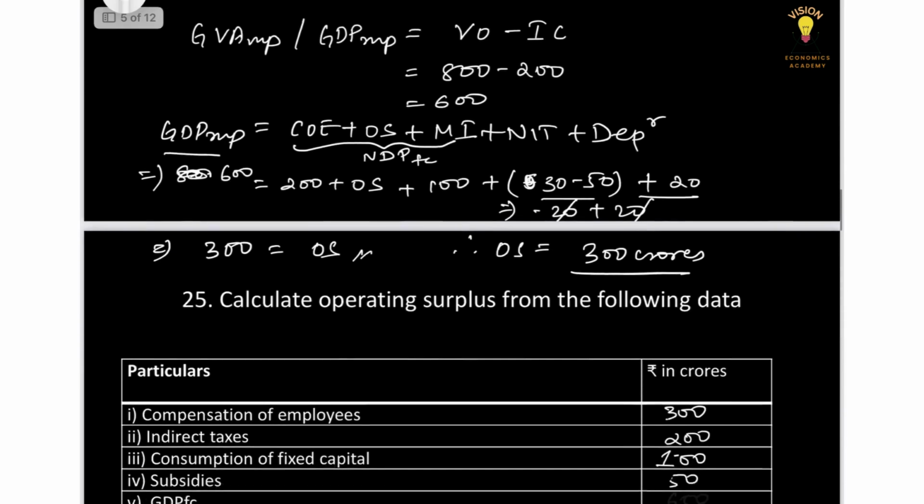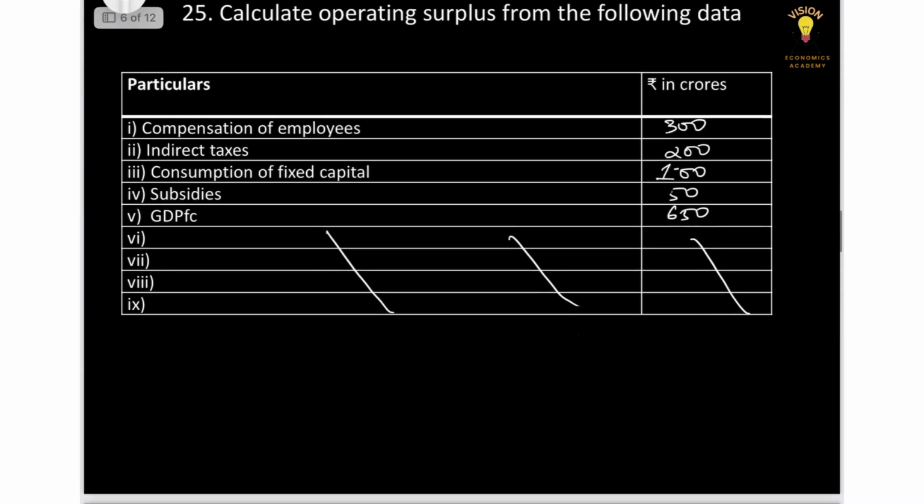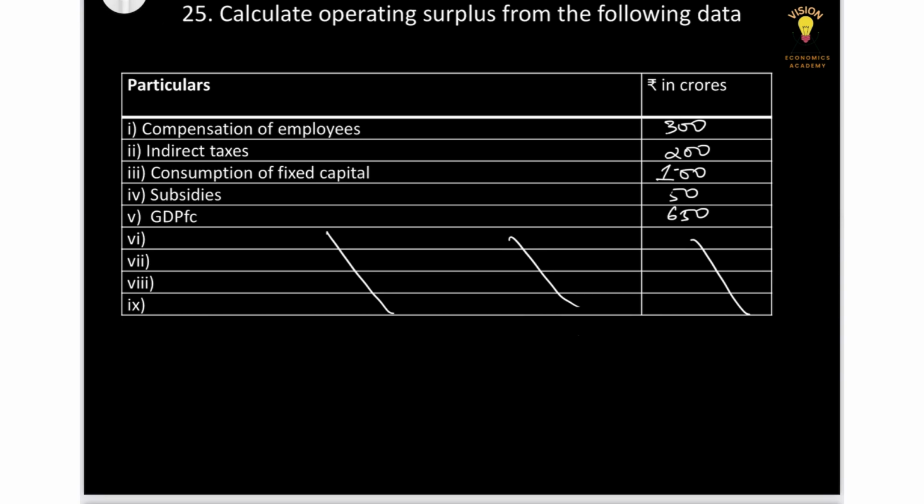Alright. Now question number 25. Calculate operating surplus from the following data. Now we have to find operating surplus. Rent is not given, royalty is not given, interest is not given, profit is not given. So what is given here is GDPFC. From there only we can find it.